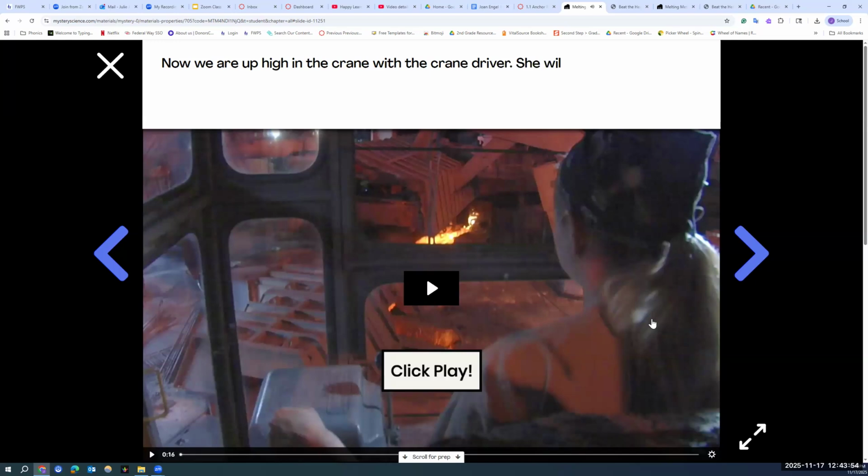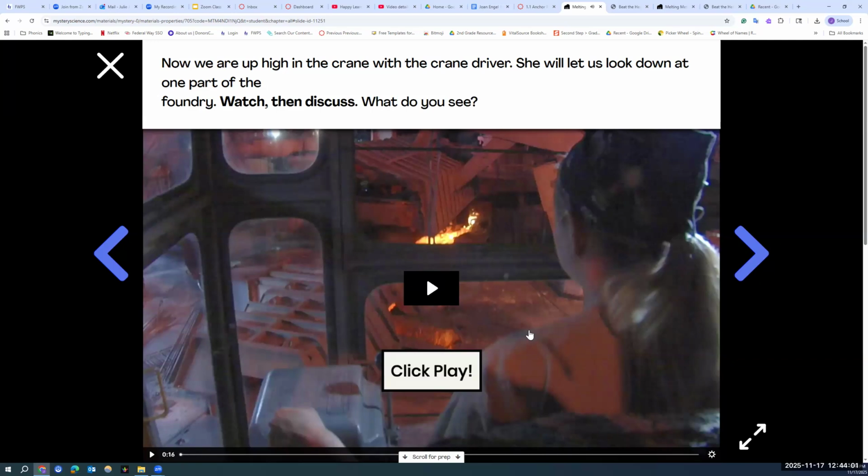Now we are up high in the crane with the crane driver. She will let us look down at one part of the foundry. Watch, then discuss with your learning coach. What do you see?